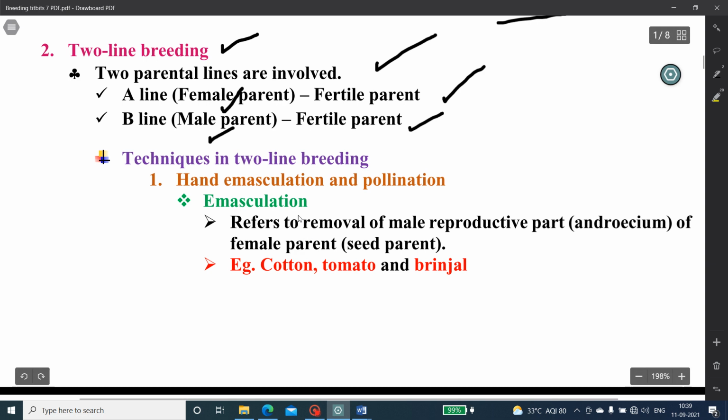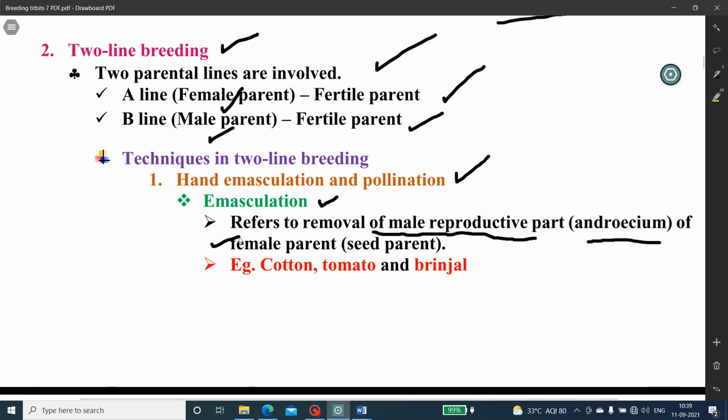First, we will see hand emasculation and pollination. What do you mean by emasculation? It refers to the removal of the male reproductive part, that is the androecium, from the female parent. You should not do this in the male parent, because it gives only the pollen. This should be done in the female parent. The best examples where this technique is used are cotton, tomato and brinjal.